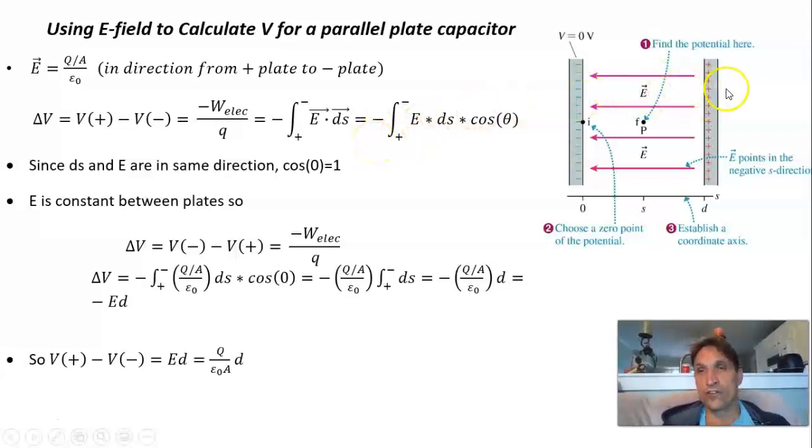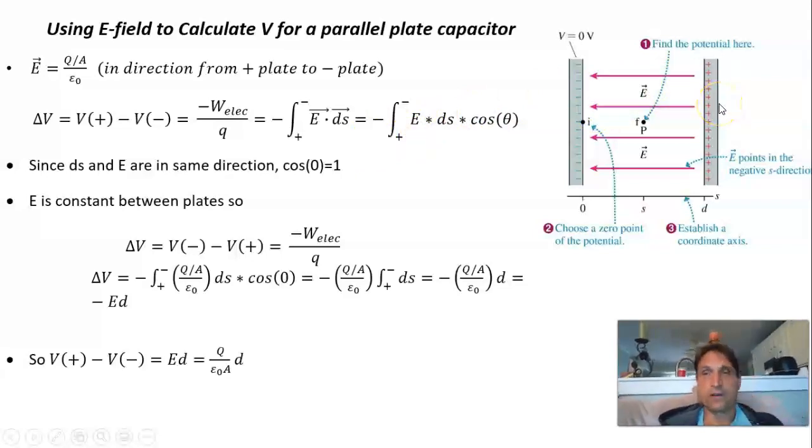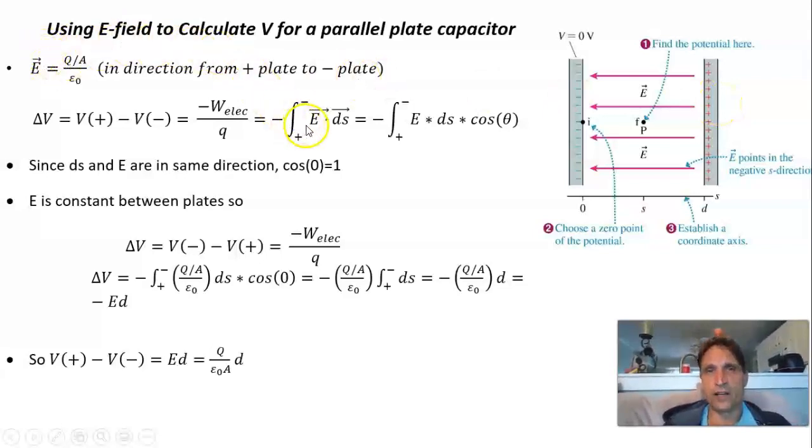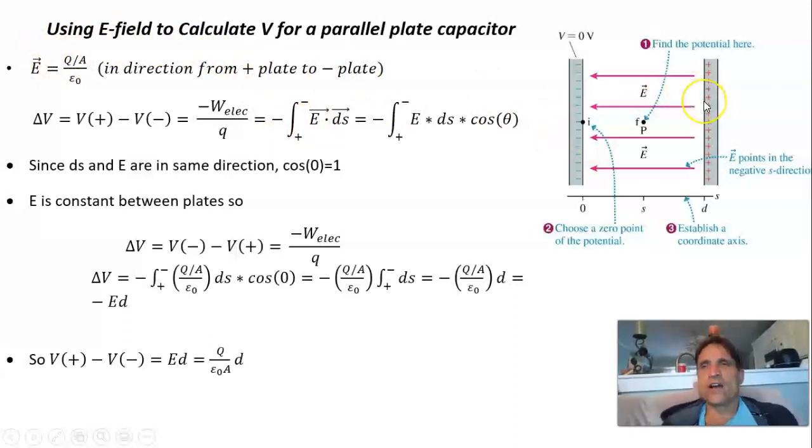In other words, the voltage difference between the plus and the minus plates. So to do that, we take the expression for the electric field and plug it into the integral. Since we're trying to find the difference in going from plus to minus, our ds is going from the plus plate to the minus plate. And if you notice, the displacement ds is in the same direction as the field.